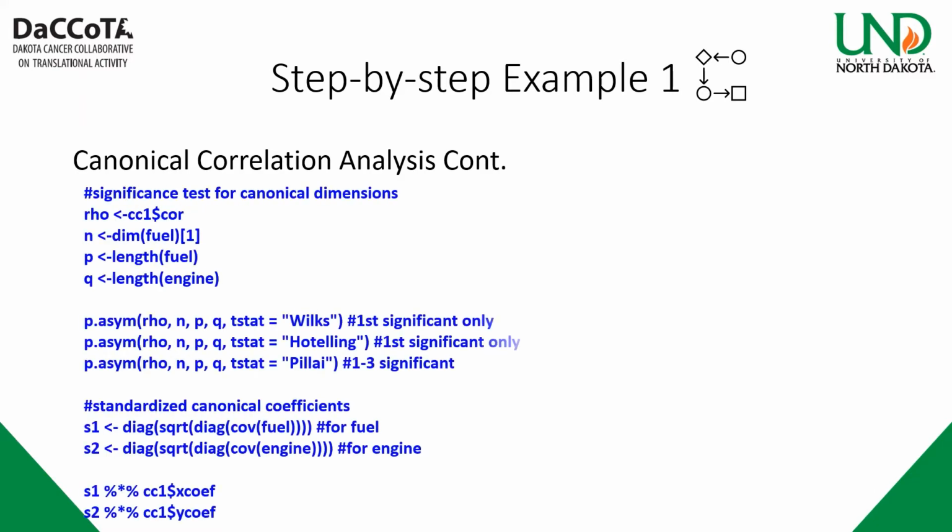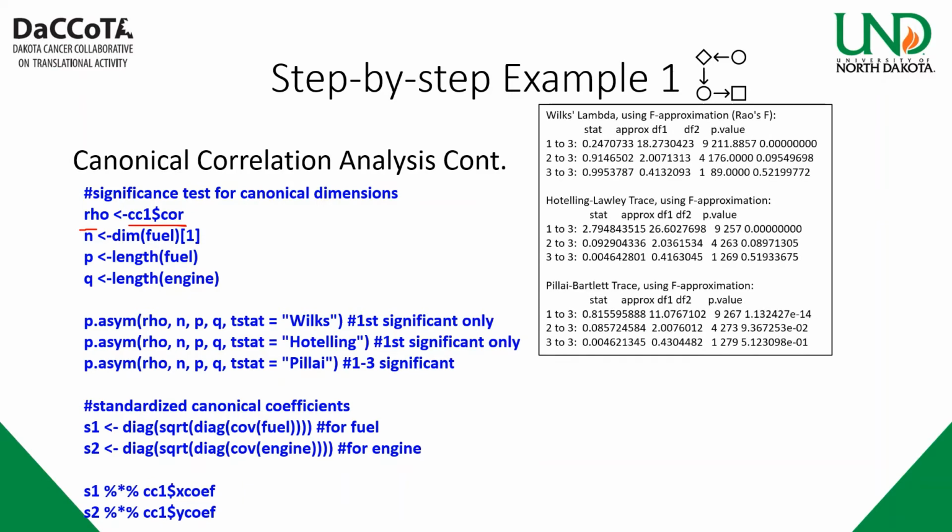Anyways, so we can do a significance test for canonical dimensions, because we have 3 here, but maybe we don't need 3. So we're going to have the correlations. We're going to keep that in rho, and we're going to add these numbers, like how many variables we have in the x and the y and so forth. And then we're going to do a series of tests. There's a variety, so I'm using a Wilks, a Hotelling, and a Pillai. And then we can get the significance of our first, second, and third canonical axes.